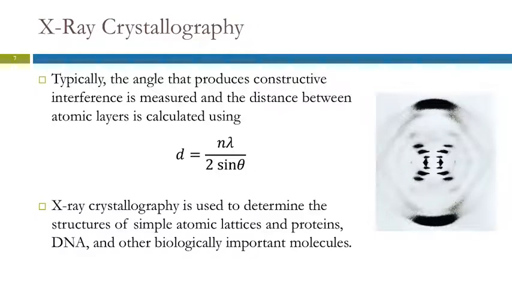So typically you look at the angle that produces constructive interference. So that'll get you a bright spot on the detector. And you can calculate the distance between the atomic layers by rearranging Bragg's law. So d equals n lambda over 2 sine theta.